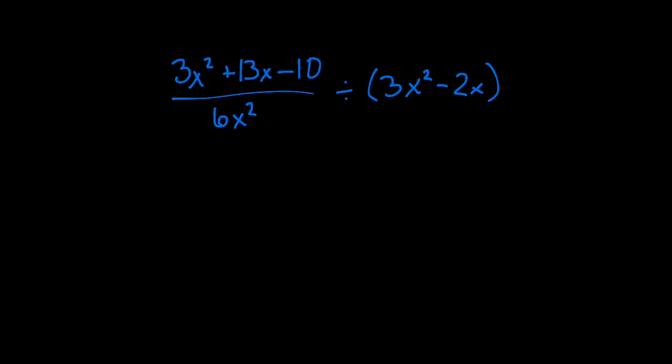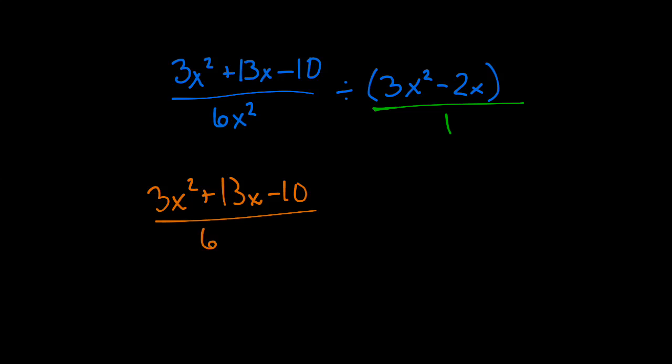So what do we do to flip that one? Because it's not really a fraction. Well, just imagine that this is over 1. Now it's a fraction, and now when we flip it, it's going to be 3x squared plus 13x minus 10 over 6x squared times 1 over, I guess we don't need the parentheses, 3x squared minus 2x. Factor the top and bottom here.